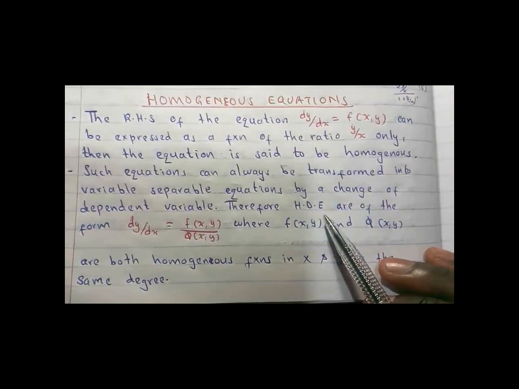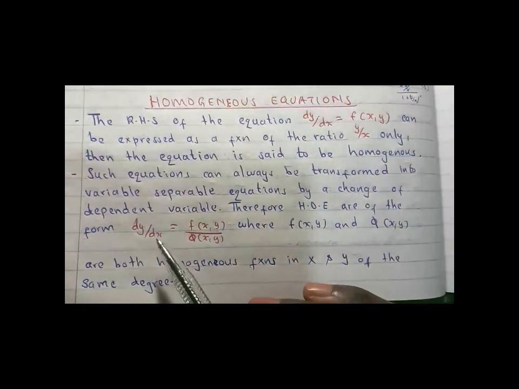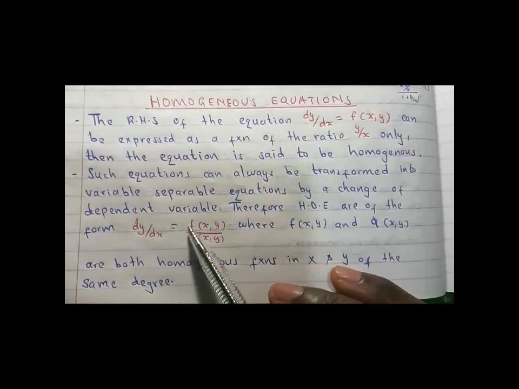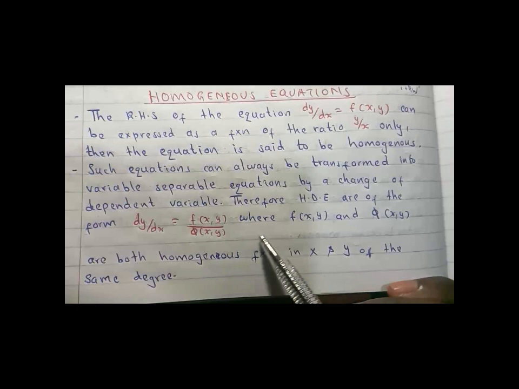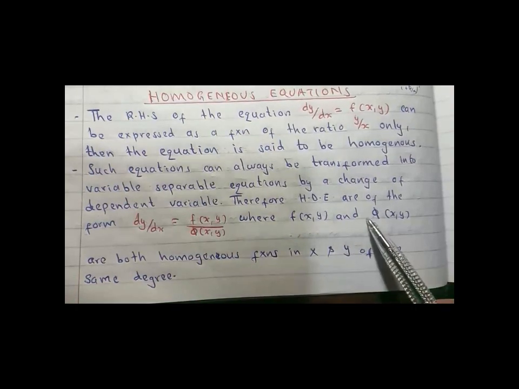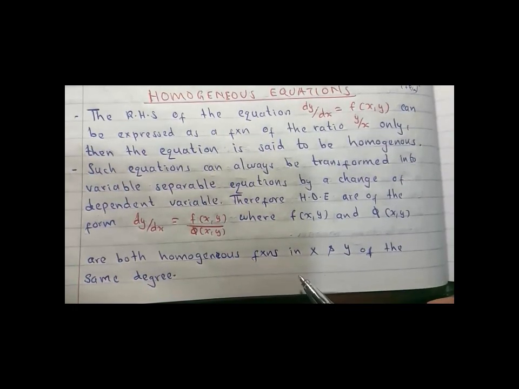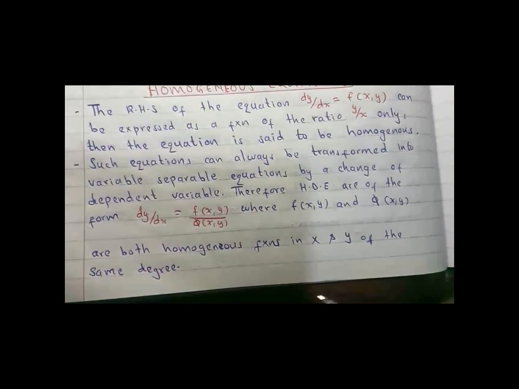homogeneous differential equations are of the form dy/dx = f(x, y) / phi(x, y), where f(x, y) and phi(x, y) are both homogeneous functions in x and y of the same degree. What do we mean by that?